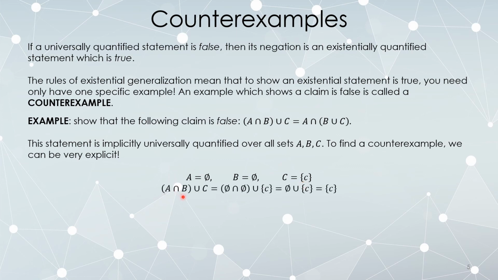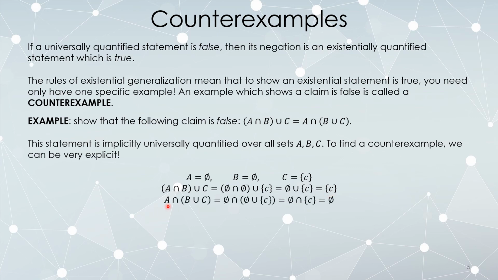So what's A intersect B union C? Empty set intersect empty set, union this. What's empty set intersect empty set? Empty set. Okay, what is in both the empty set and the empty set? Nothing. Then I union this with C. So I ask, let's take all the things that are in the empty set, but also all the things that are in this set, and I just get that set back.